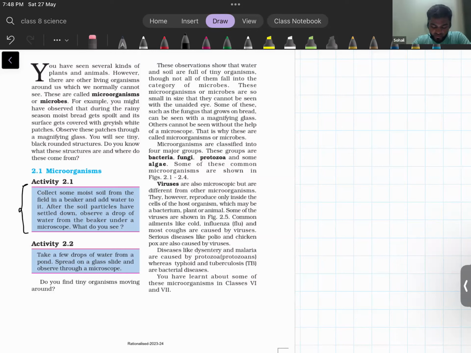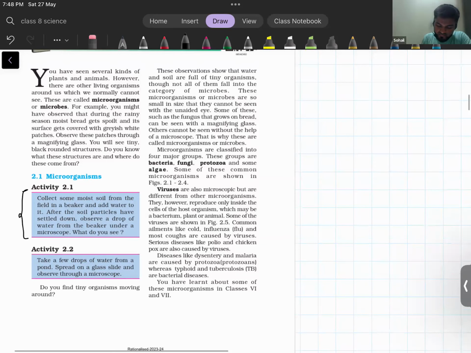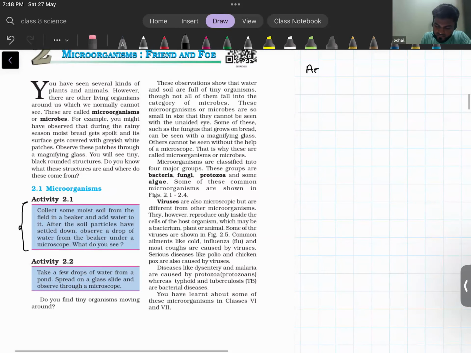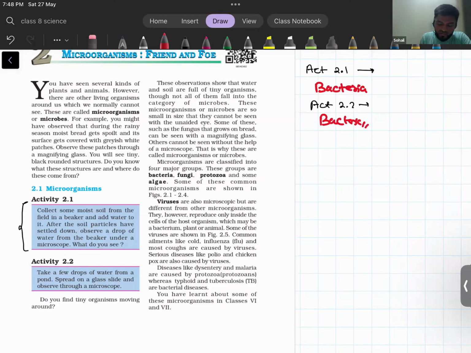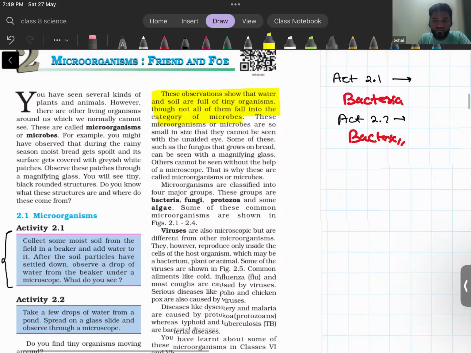Now see activity 2.2. Take a few drops of water from a pond, spread on a glass slide, and observe through a microscope. That is again bacteria. So in activity 2.2, you saw both of them contain basically bacteria. From this observation, what do you conclude? That soils are full of tiny organisms. And it says that not all of them fall in the category of microbes.